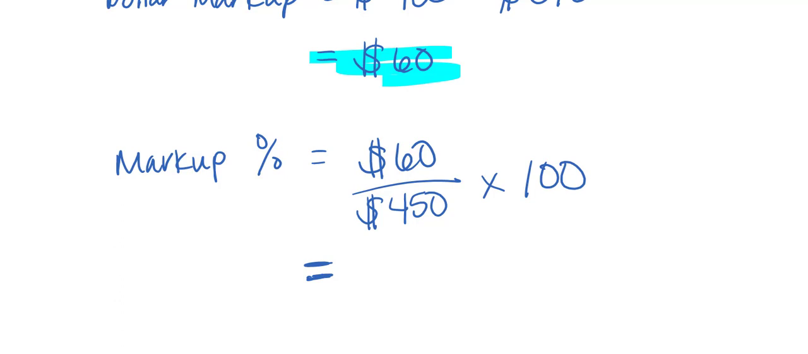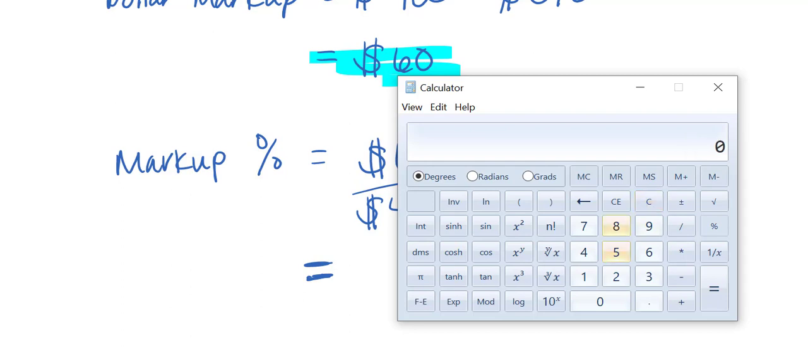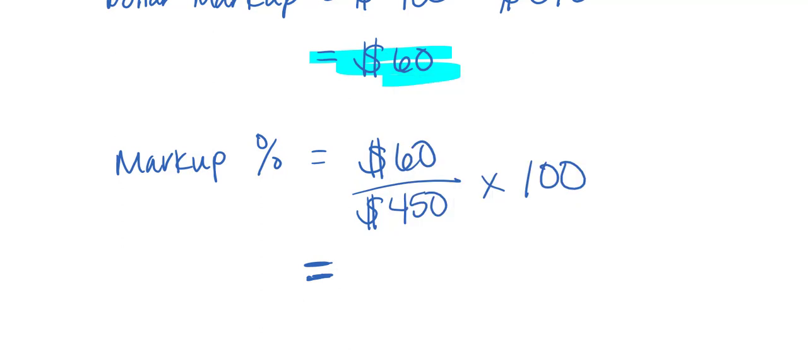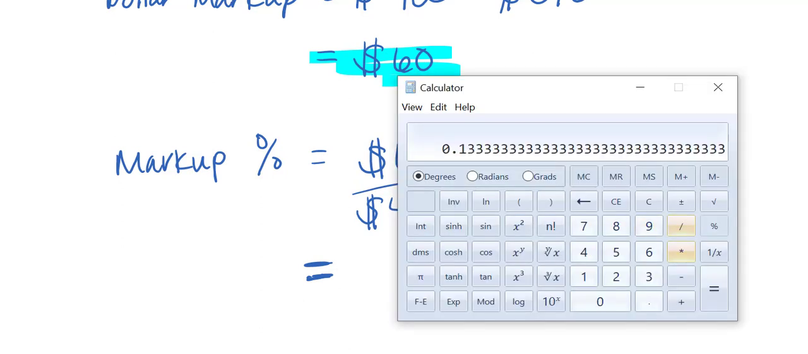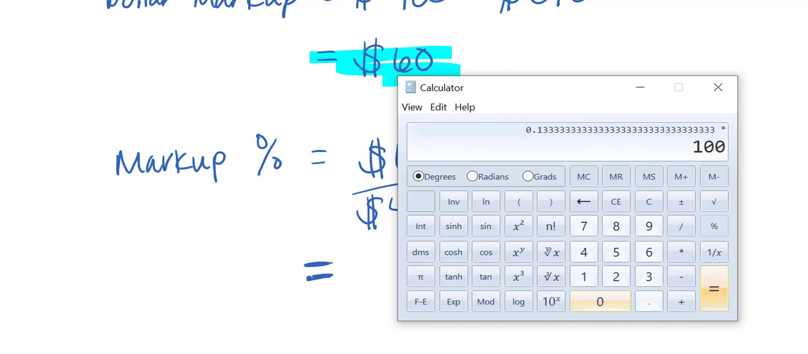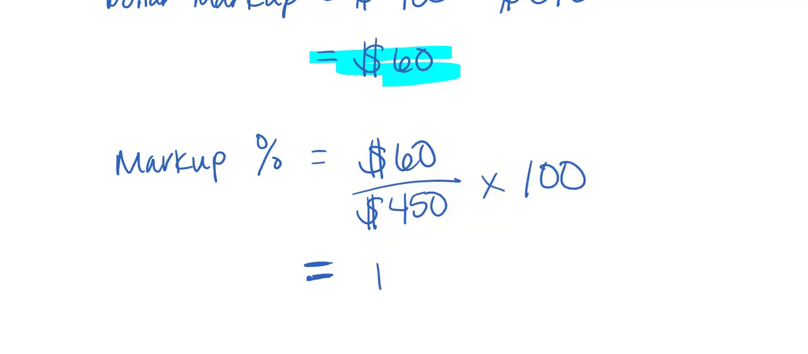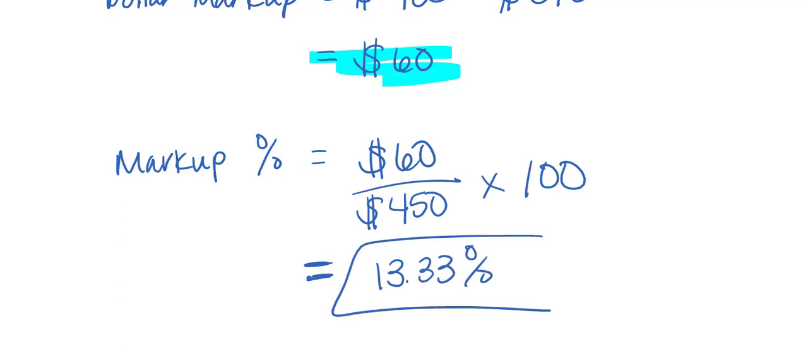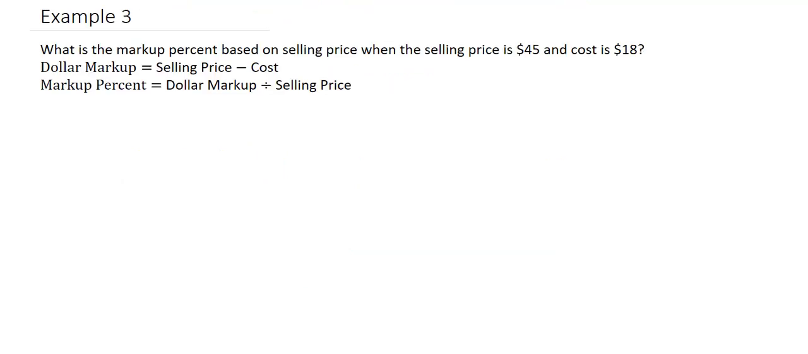So let's go ahead and get the calculators out. So we have 60 divided by 450. And we just go ahead and multiply it by 100 to get to our percent, which is 13.33. And that would be our solution. Now let's go ahead and look at the last example.